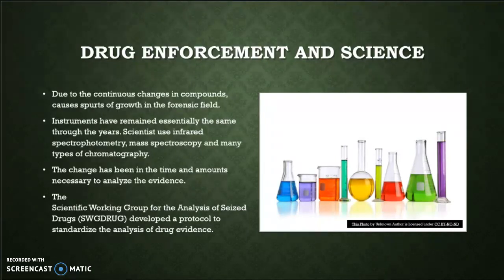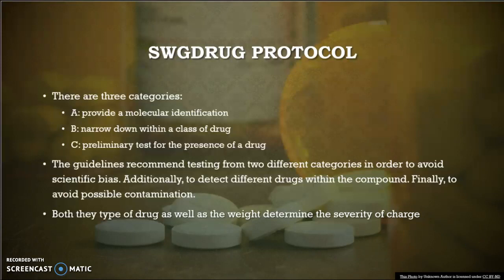The Scientific Working Group for the Analysis of Seized Drugs is the group that developed a protocol to standardize the analysis of drugs. So this protocol comes in three categories. Category A is a very nitpicky category. It provides the molecular identification for the type of compound. Category B is not as detailed. It narrows down the compound to within a class of drugs to see if it's a stimulant or a depressant. Category C is just a preliminary test for the presence of drugs.